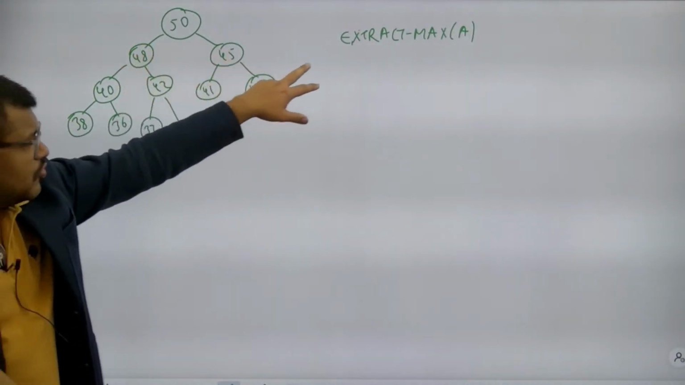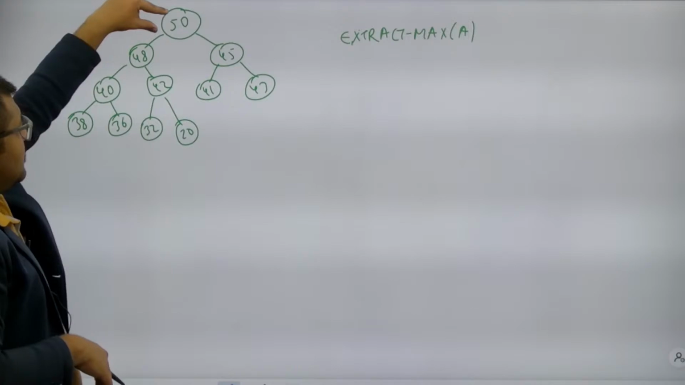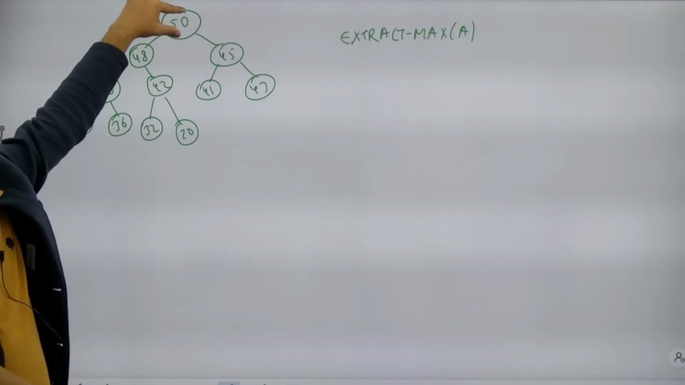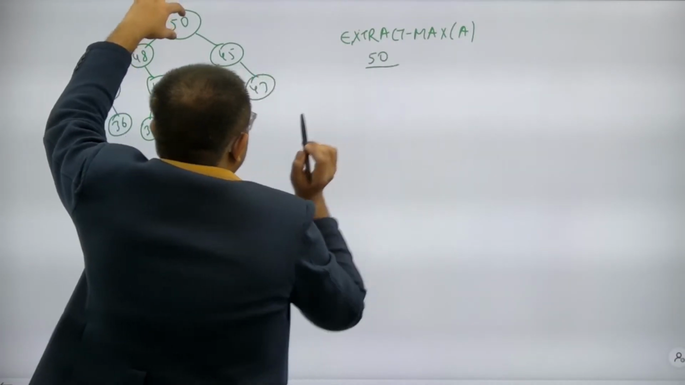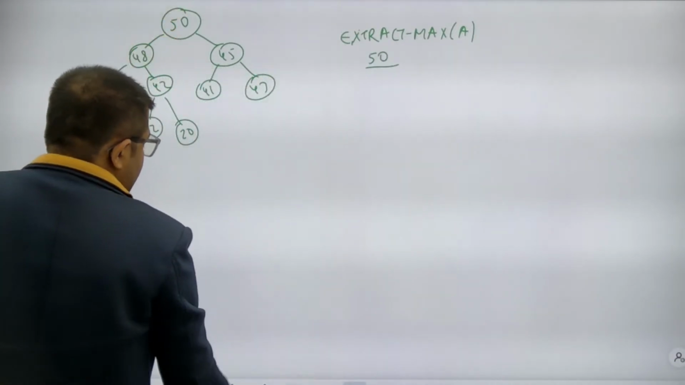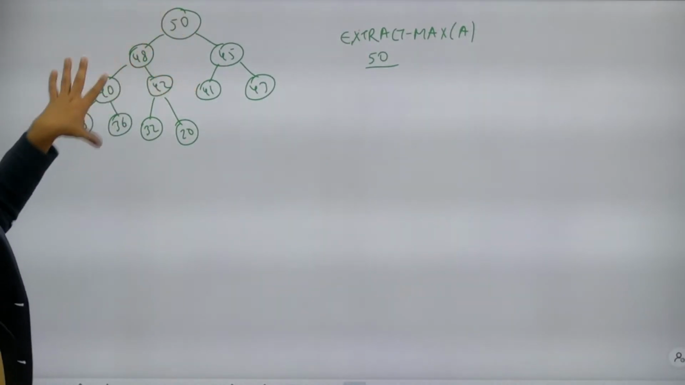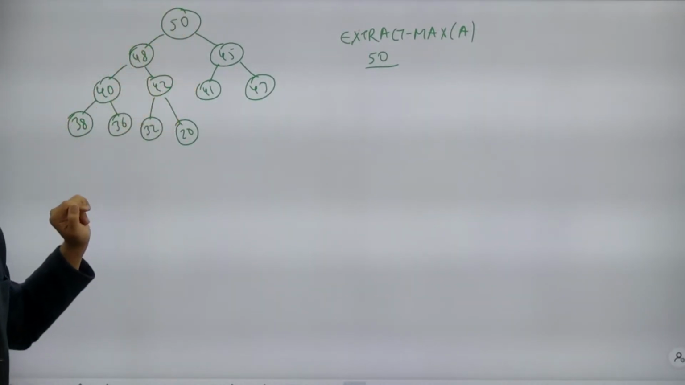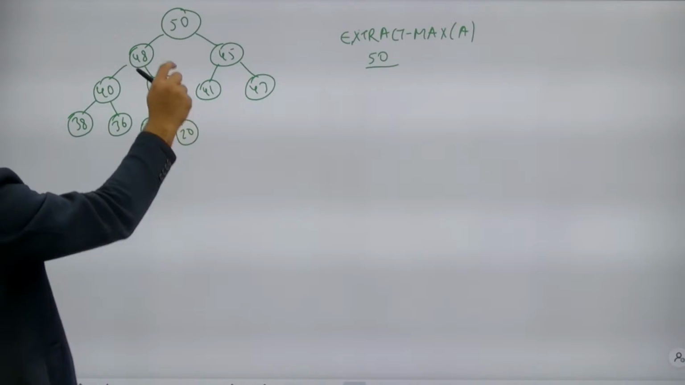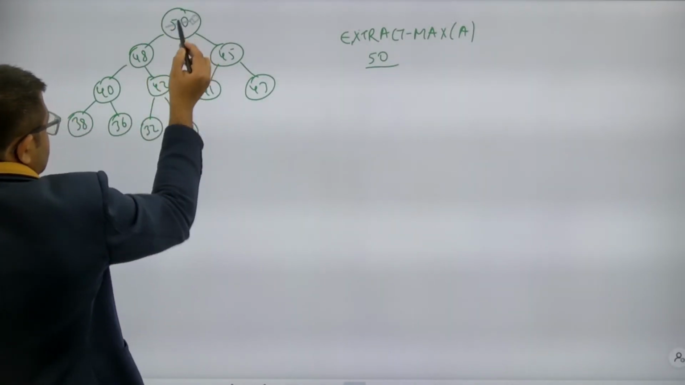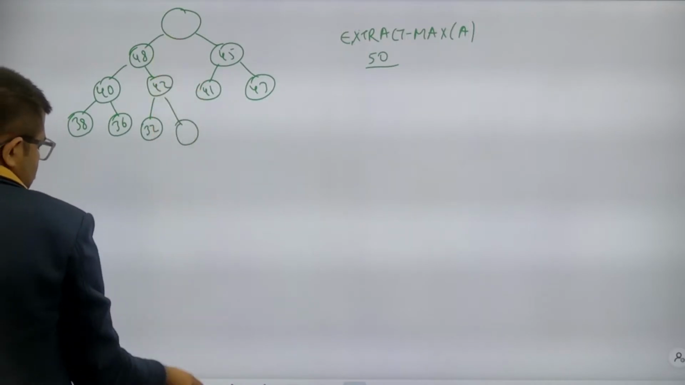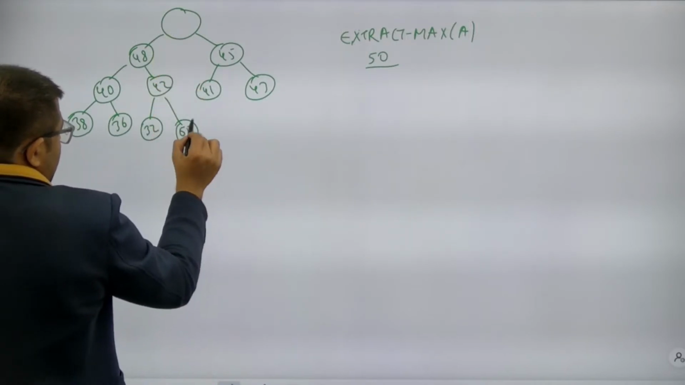Okay, so how do we do this operation? See, the max value will always be at the root node in max heap. So first of all, I'll return this value 50. Now I also need to delete it, but after deleting it my max heap will get disturbed. I also need to maintain it. So how do we do that? We replace 50 with the last value.